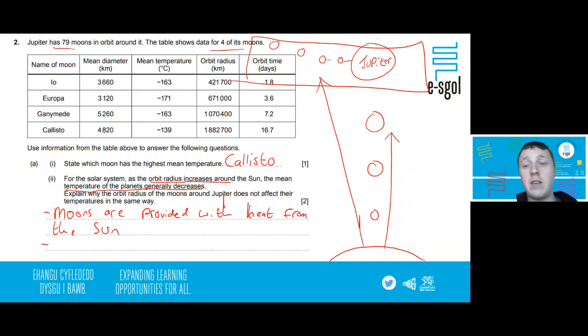Our second mark is understanding that the moons are a similar distance, especially if you're thinking of the scale of these objects. It is a similar distance when we're talking millions of kilometers. So moons are a similar distance from the sun.